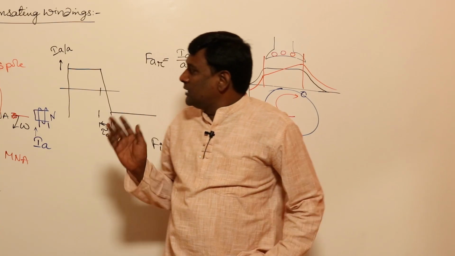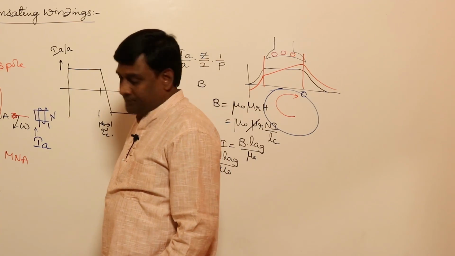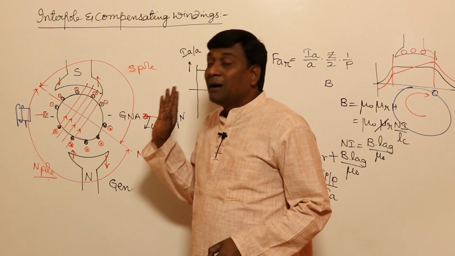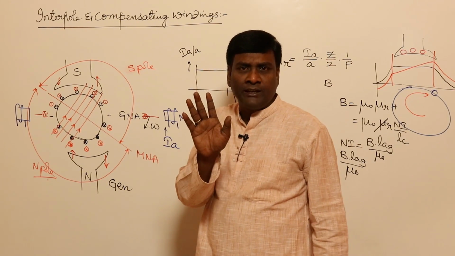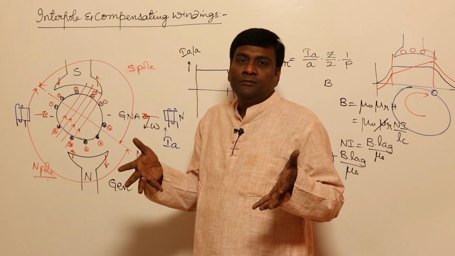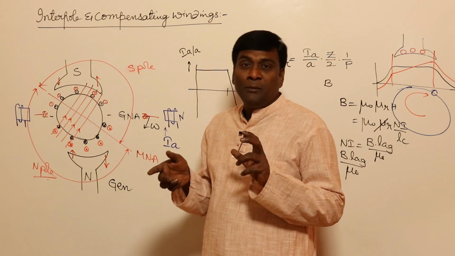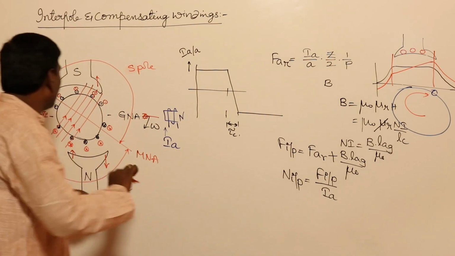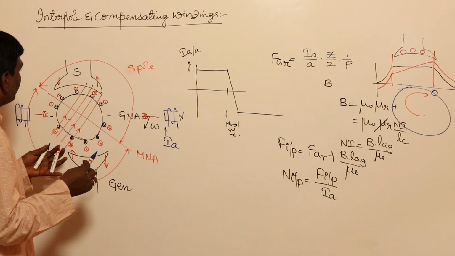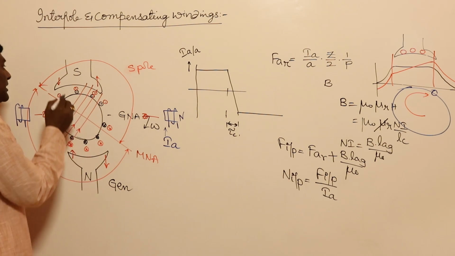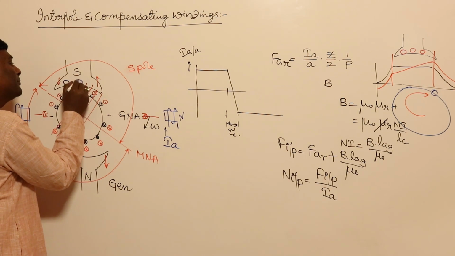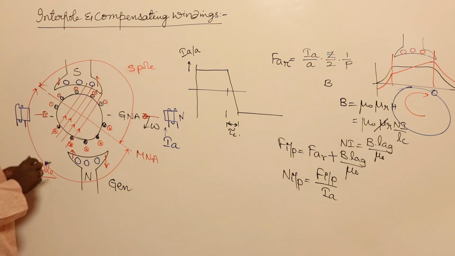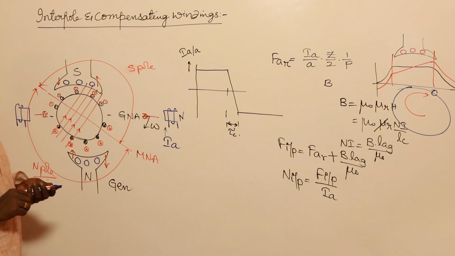Let us come back to here. Forget about interpole now, let us think of compensating winding. All machines will not have compensating winding. Only high capacity machines, and when load variations are tremendously high, will you get compensating winding. For example, on this, let me keep blue here. I can keep some compensating turns for two poles, compensating conductors for a single pole.